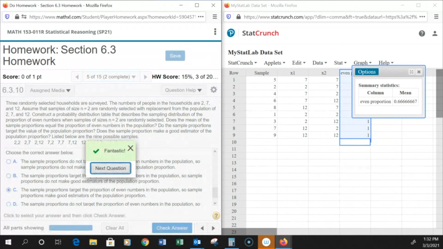I like to work that one for the students because sometimes they get troubled. How do you know the proportion of evens? Well, you count them.